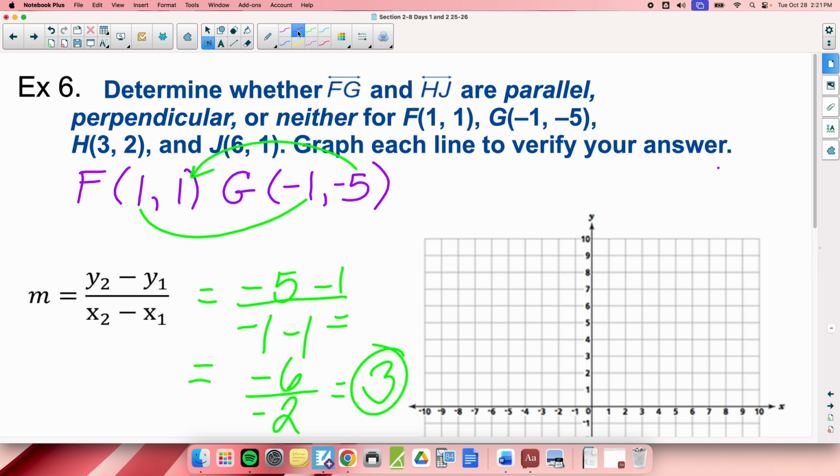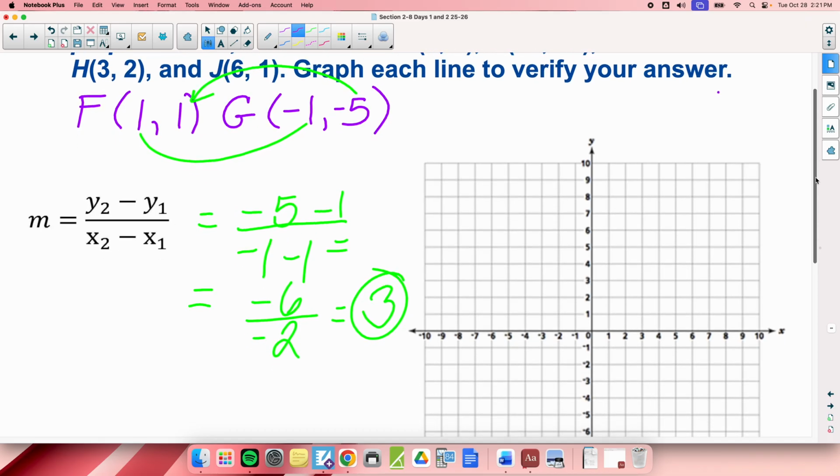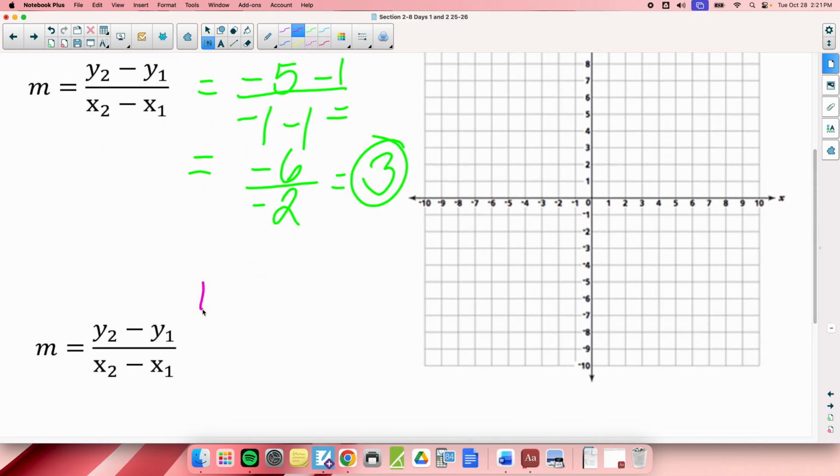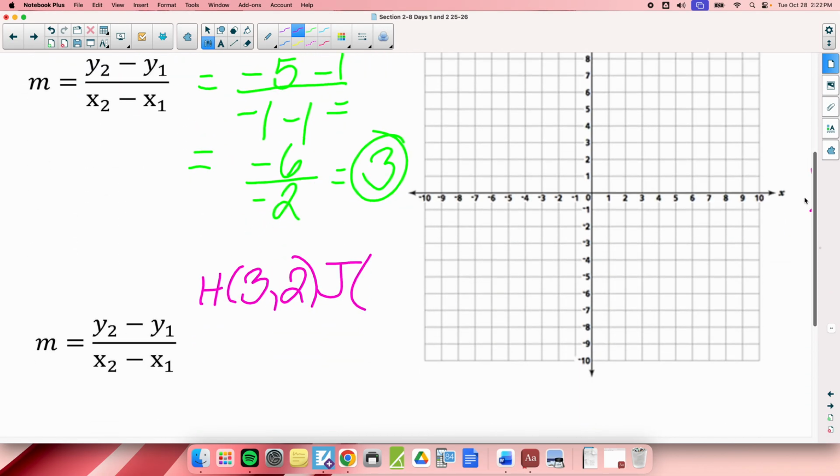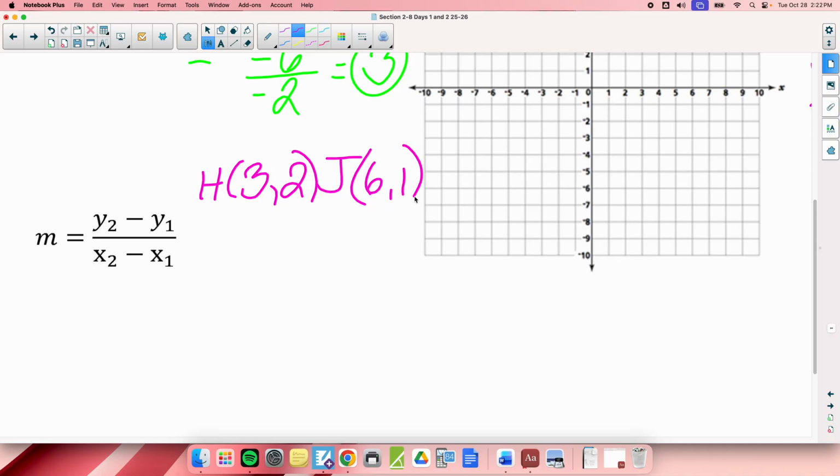Now let's look at H and J. H is 3, 2. And J was, let's see, 6, 1. And I need to find the slope. So I subtract my y's on the top, which is 1 minus 2. And then I subtract my x's on the bottom, which is 6 minus 3. What is 1 minus 2? Negative 1. What's 6 minus 3? 3.